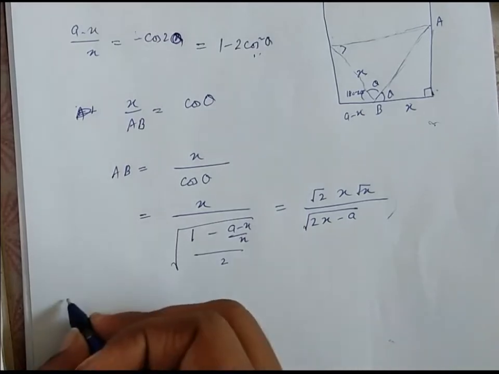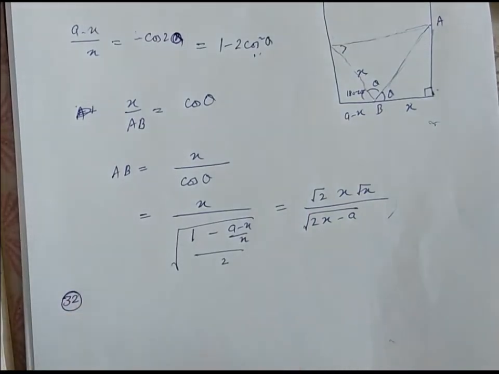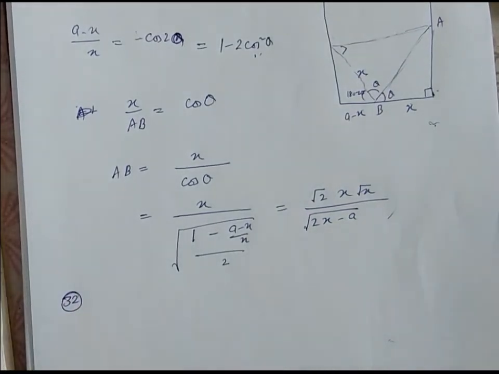Okay, moving to next question, question number 32. A point P is given on the circumference of a circle of radius r. The chord QR is parallel to the tangent at P. Find the maximum area of PQR.